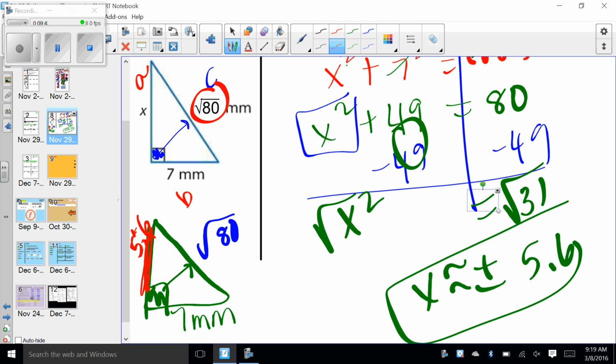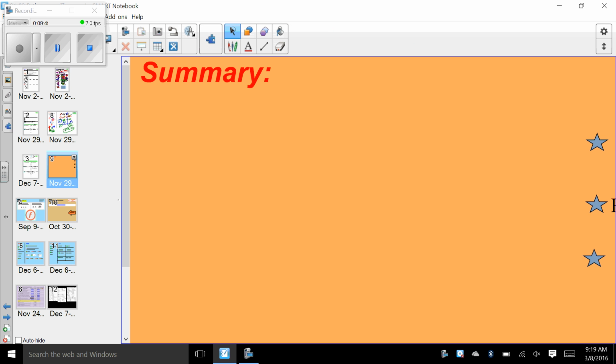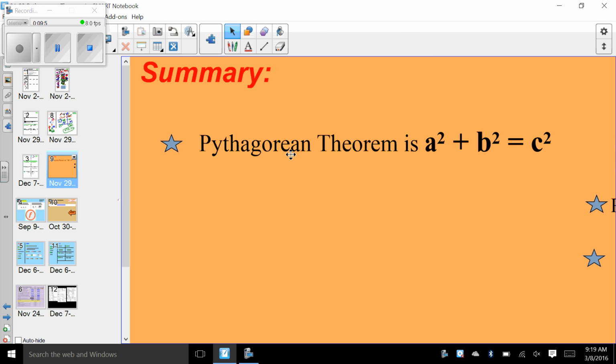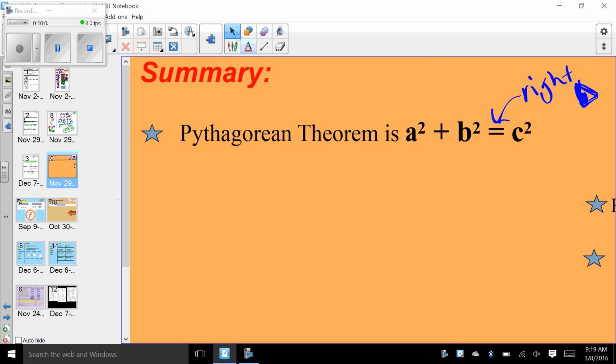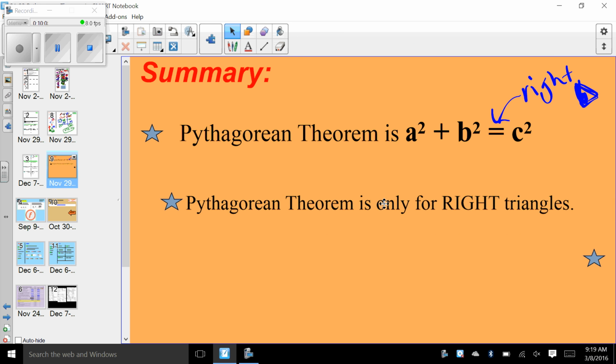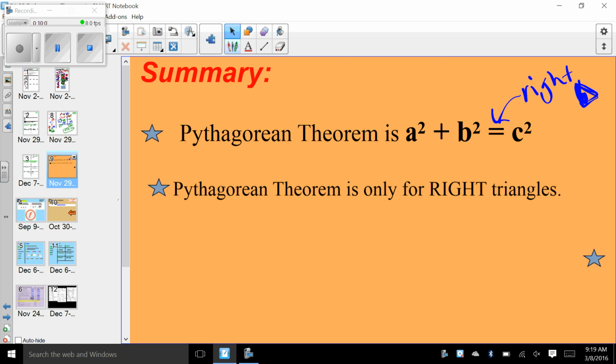Okay, so that's called the Pythagorean theorem. Some key things for our work today. In summary, remember in the Pythagorean theorem, it has to be a squared plus b squared equals c squared. The only time you can use that is if this is a right triangle. You need a right triangle. In order for that to happen, you need that right angle symbol there. I just mentioned that it's for right triangles only, that equal sign.